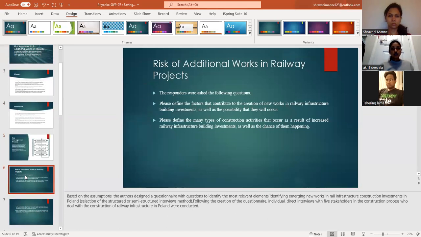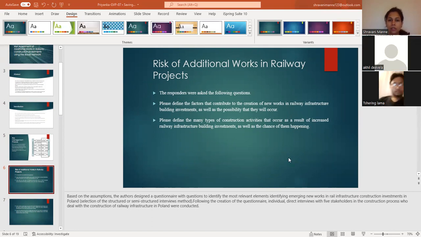Risks of additional works in railway. This slide will be continued by Shravani. Thank you, Priyanka. So I'll be continuing from here, presenting the risk of additional works in railway projects.